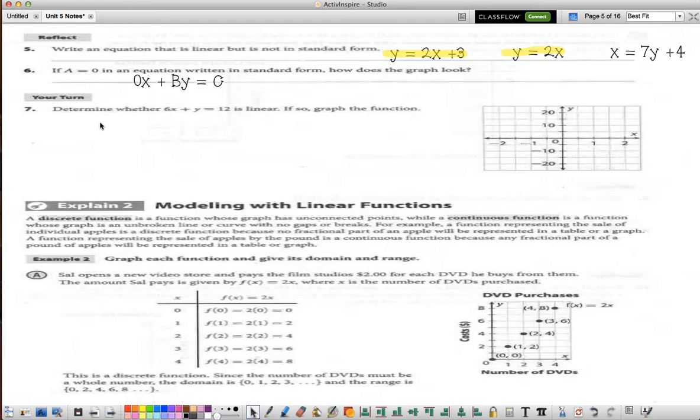All right, and then here you have your turn where you're solving for 6x plus y equals 12. You might have done something different in your online textbook, which is completely fine. Just make sure you have your work in there.